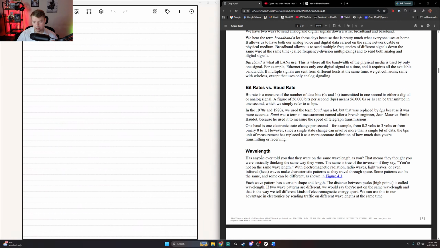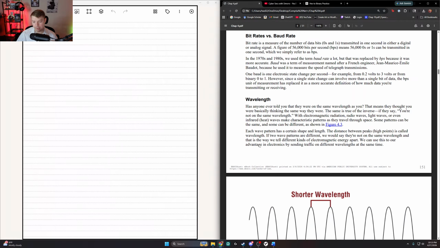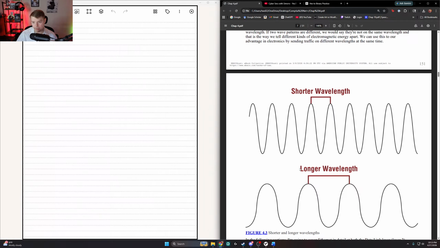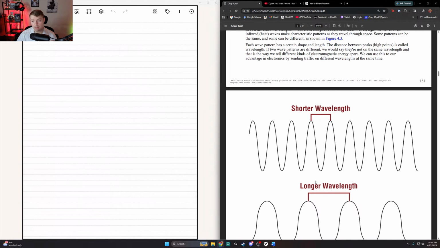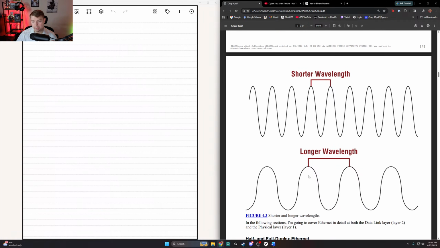If we have fiber optics, it'll be different frequencies of infrared lasers that go down the line. We touched base on baud rate versus bit rate, just a way of measuring how much data is going down the line. We went over what we were talking about with different frequencies. The different frequencies are just a change in the wavelength.